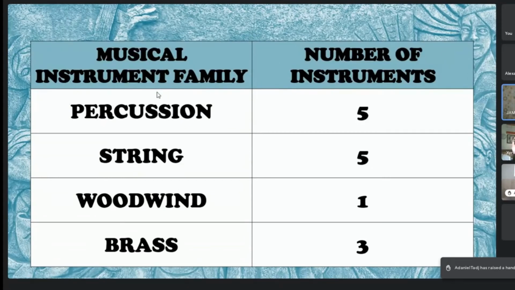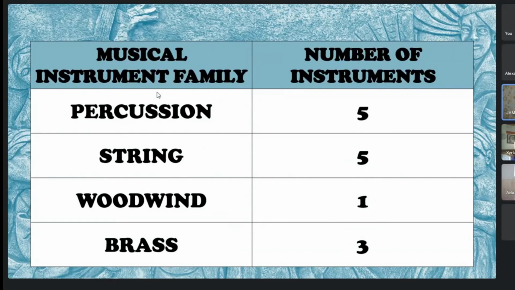Alexa? What do you think? Why do you think the best to use is a bar graph? Daniel? Ma'am, pie chart po ang sa akin. Pie chart? Why pie chart? Kasi po for me, yun po yung pinakamadaling gawin po. Tsaka po yun, para sa akin po, yun po yung pinakasimpleng gawin.